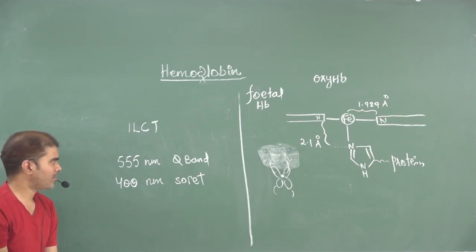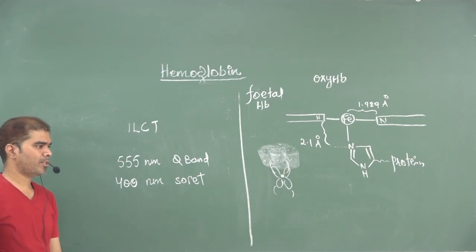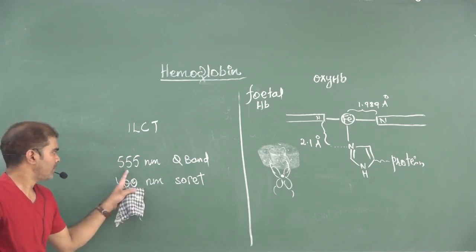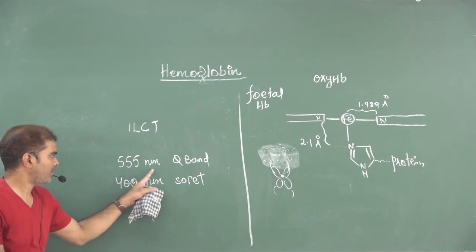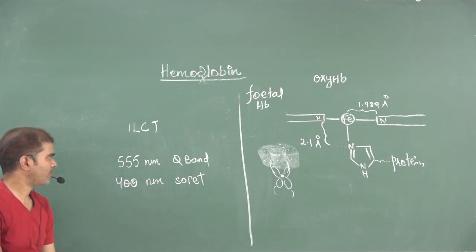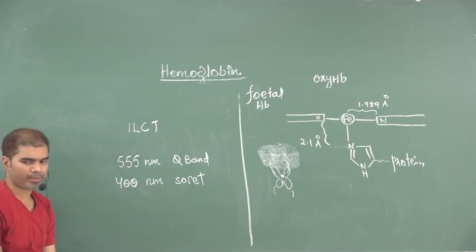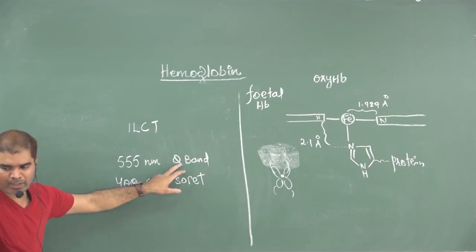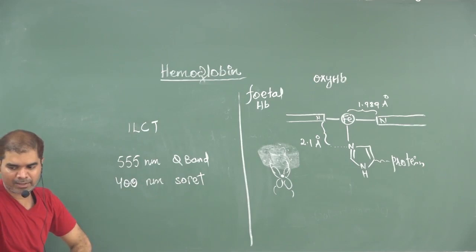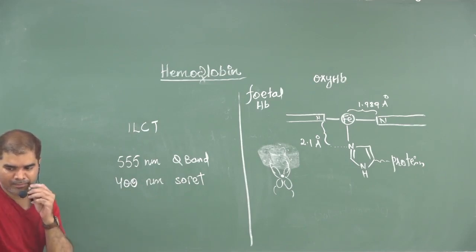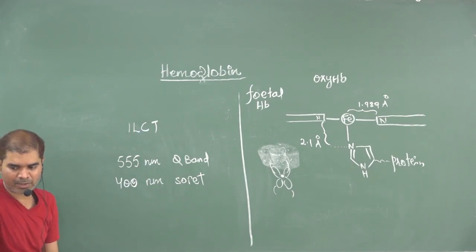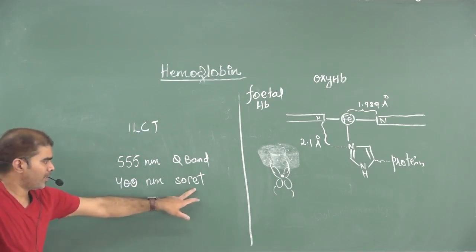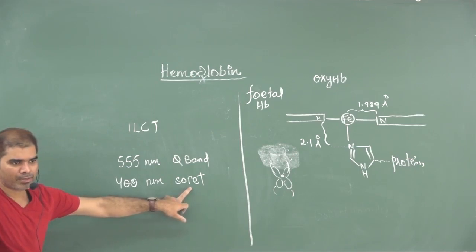Next. Absorption spectra has two bands. One at 555 nanometer, called as Q band, capital Q, and another at 400 nanometer, called as Soret band, S-O-R-E-T, Soret band.